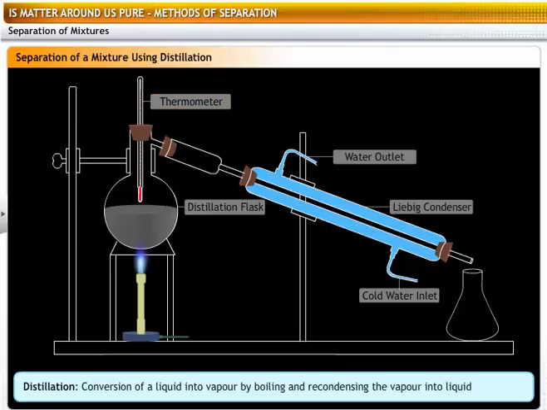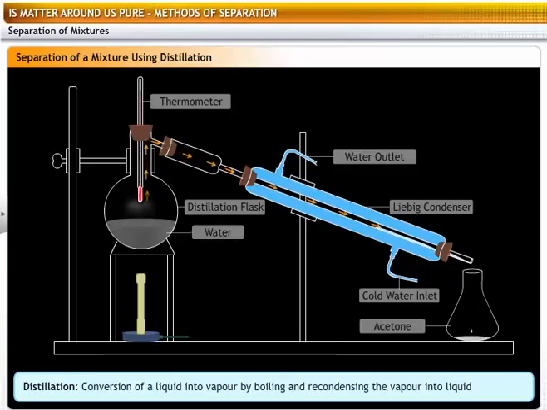Heat the mixture. You will see that the acetone, which has a lower boiling point, vaporizes first and then condenses in the condenser. It can be collected from the condenser outlet. Water gets left behind in the flask.